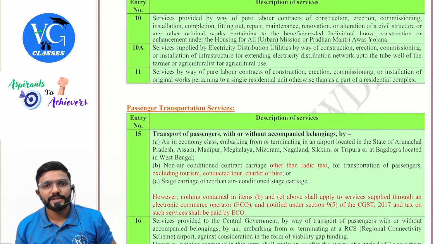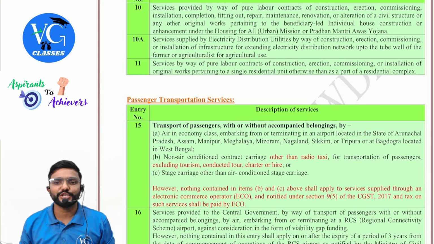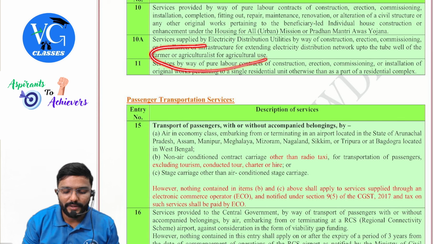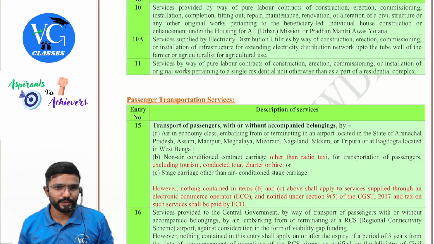Next, 10A. Services supplied by electricity distribution utilities by way of construction or erection, commissioning or installation of infrastructure for extending electricity distribution network up to the tube well of farmer or agriculturalist for agricultural use.